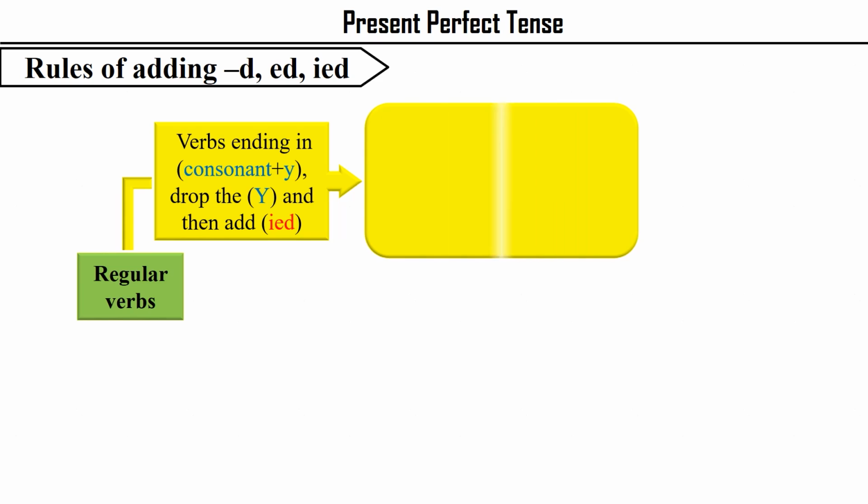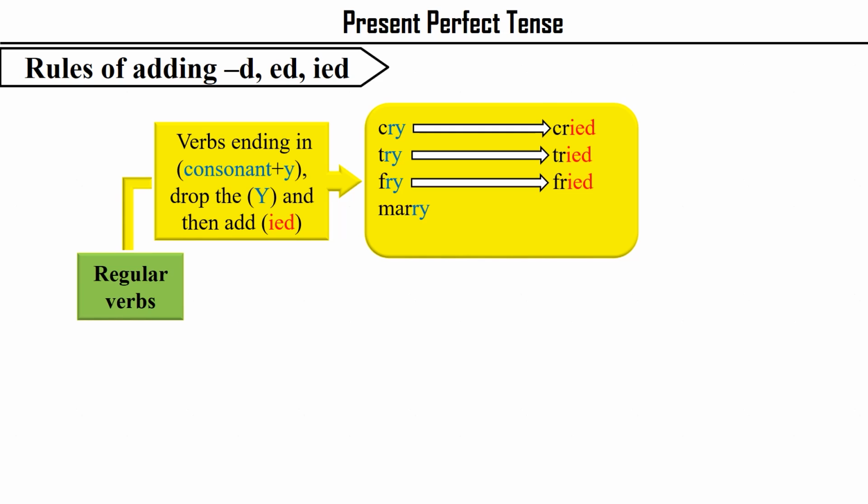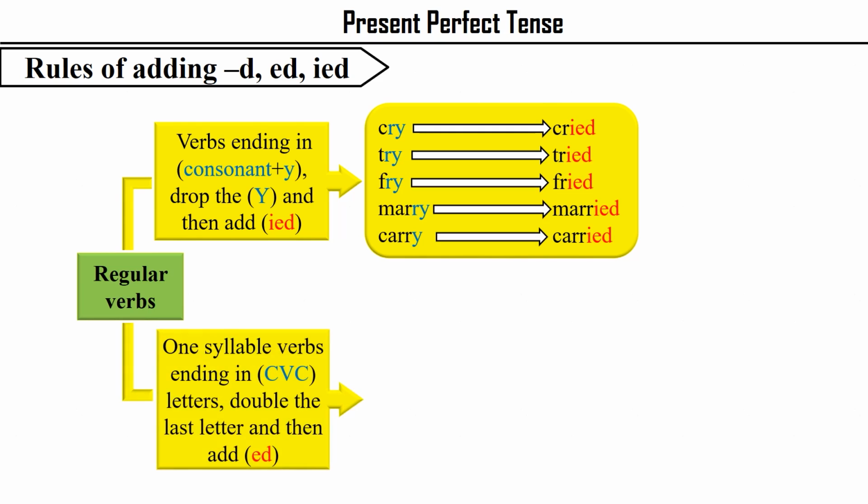Verbs ending in consonant plus y, drop the y and then add ied. For example, cry becomes cried. Try becomes tried. Fry becomes fried. Marry becomes married. Carry becomes carried, etc.